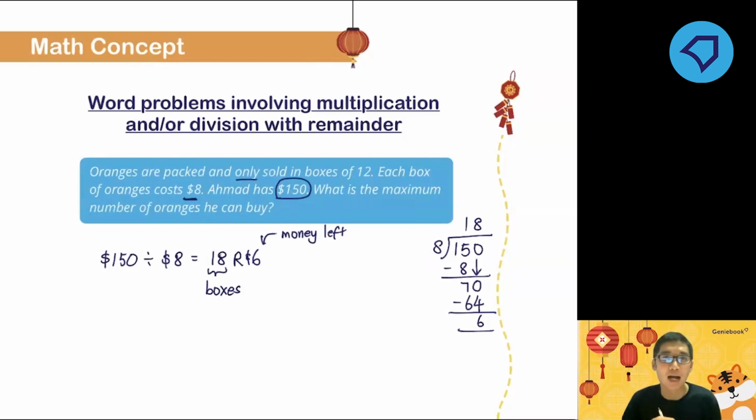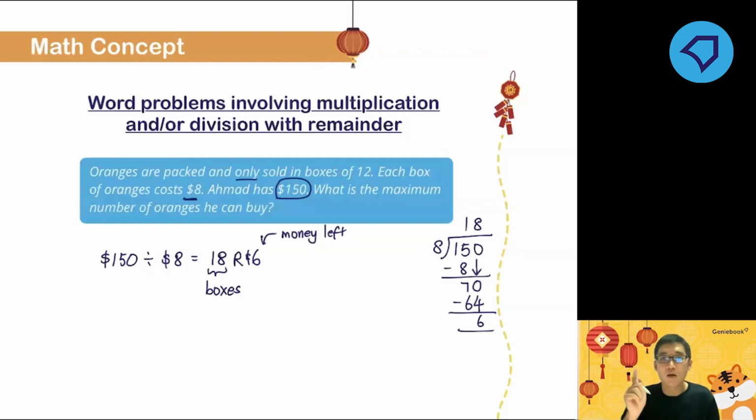Do you think he can bargain with the shop owner, say, I have $6, can I buy one more box? No, right? He cannot buy one more box because the boxes are sold at $8 each. So $6 is not enough. A lot of you tell me, no. He cannot buy one more box with $6 left. So he can only buy at most 18 boxes.